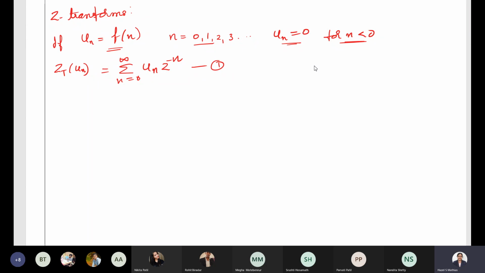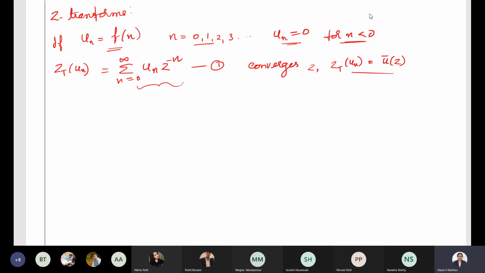Whenever the series on the right hand side of equation 1 converges, it will be a function of z, and we will write it as Z transform of u_n equal to u bar of z. This is the definition of Z transform. If the right hand side converges, it will be a function of z, and we can denote it as ZT of u_n equal to u bar of z.